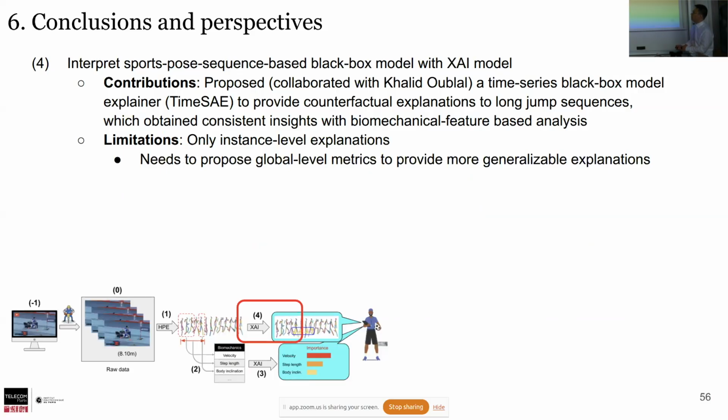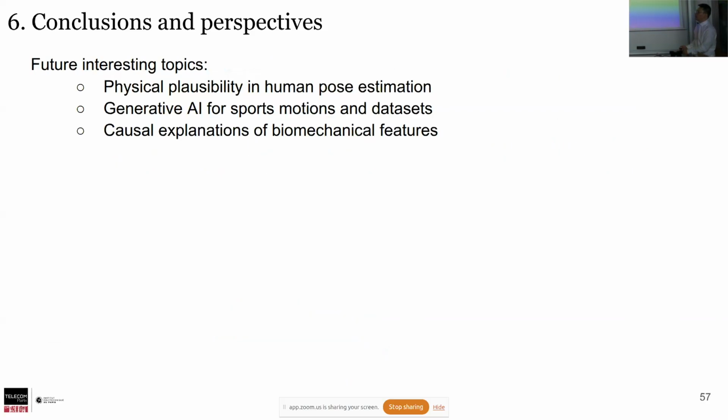Finally, for the human pose sequence, our method gets some interesting conclusions, but it's only instance-level explanations. We would like to further this work to study global-level explanations so we can get more robust conclusions. And lastly is some future work outside of the work we have done right now.